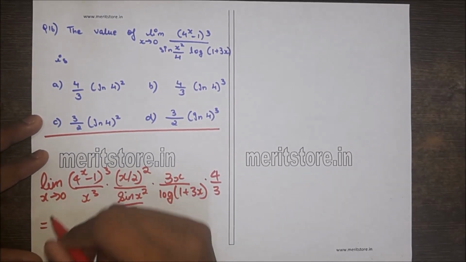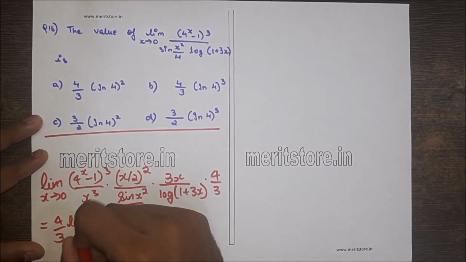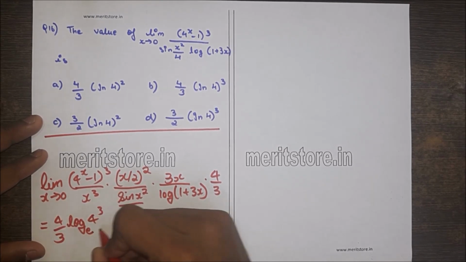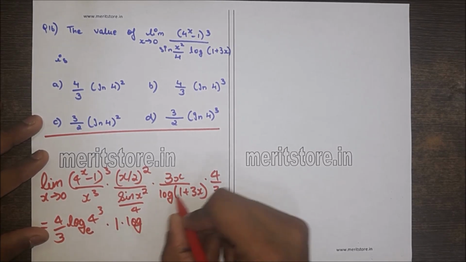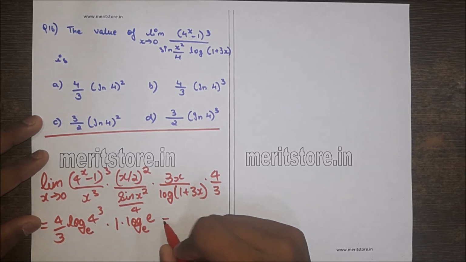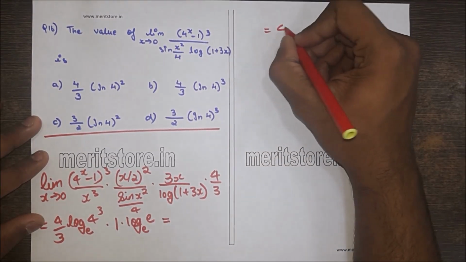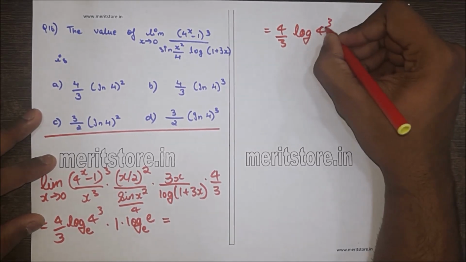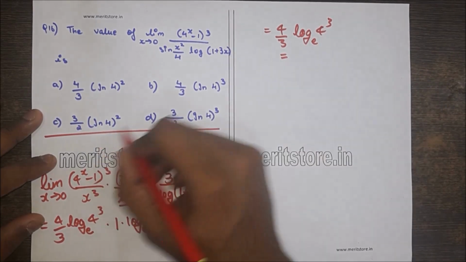Therefore, applying the limits, we would get 4 by 3 log of 4 cube to the base e into 1 into log of e to the base e, which would give us, this would be 1, which gives us 4 by 3 log of 4 cube by e, which is option B.